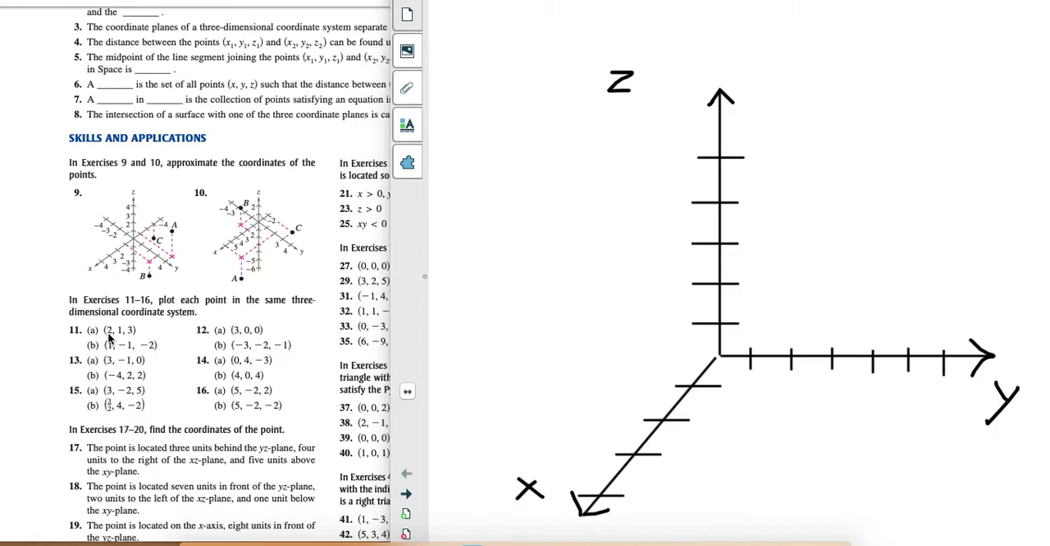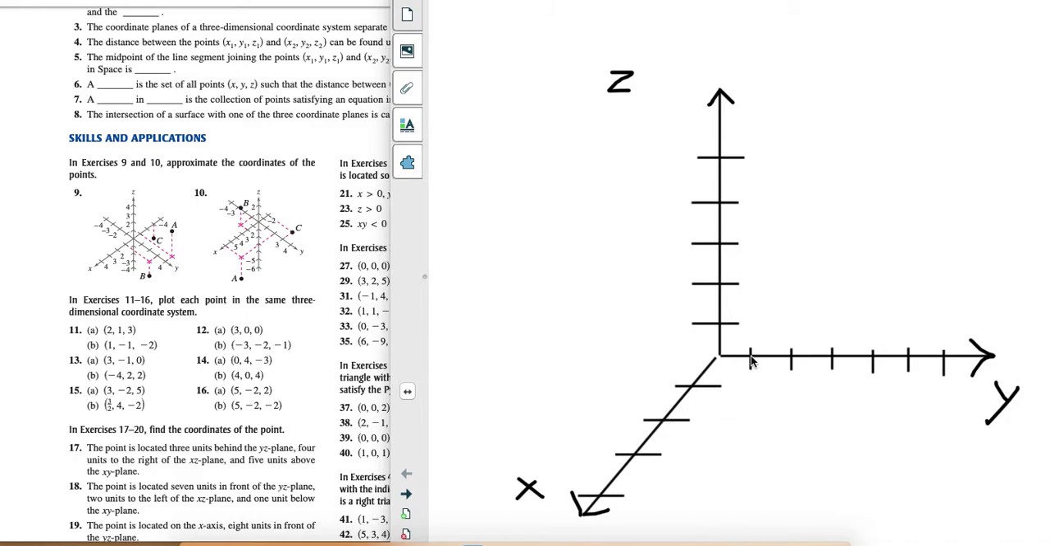We got A is 2, 1, 3. So in the X direction, we go 2 spots. So I'm going to count out from the origin. 1, 2. That's how far we're going in the X direction. So we've come out of the paper or computer, in my case, 2 spots. So we're on this plane somewhere. Okay. The next thing we're going to move is 1 in the Y direction. So this is X, Y, Z. So 2 out to here, 1 in the Y direction.